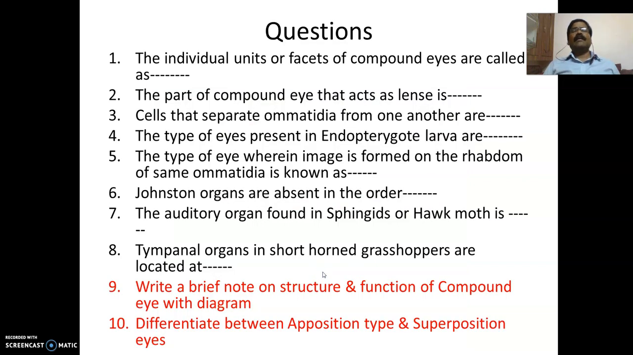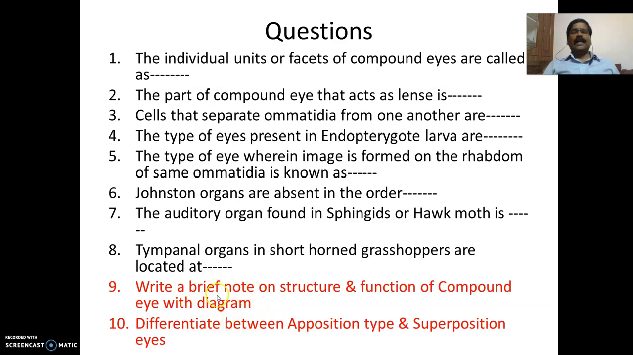Yeah, with this we have completed the sense organs, and finally there is a quiz for you, wherein I have included 8 fill in the blanks questions and 2 questions. Okay, so please go through the PowerPoint as well as the notes, and try to get the answers for this, and also prepare for these questions.